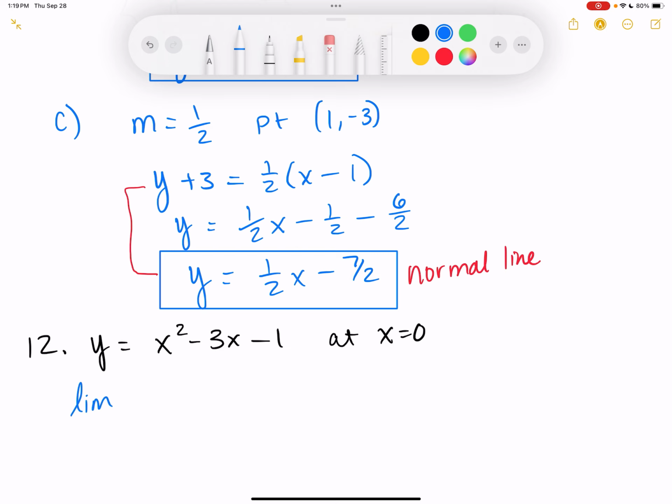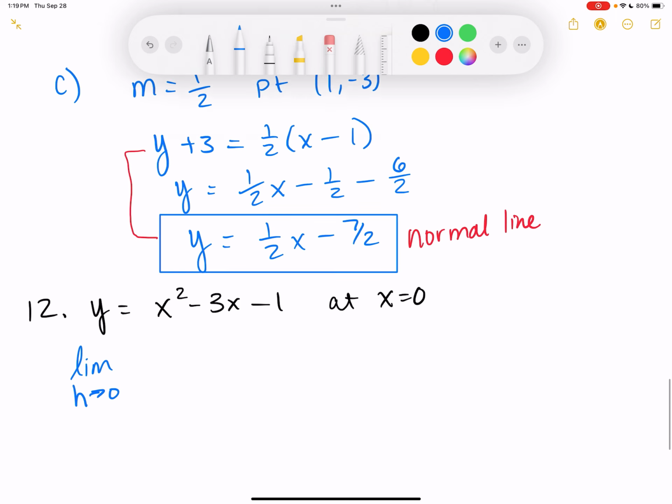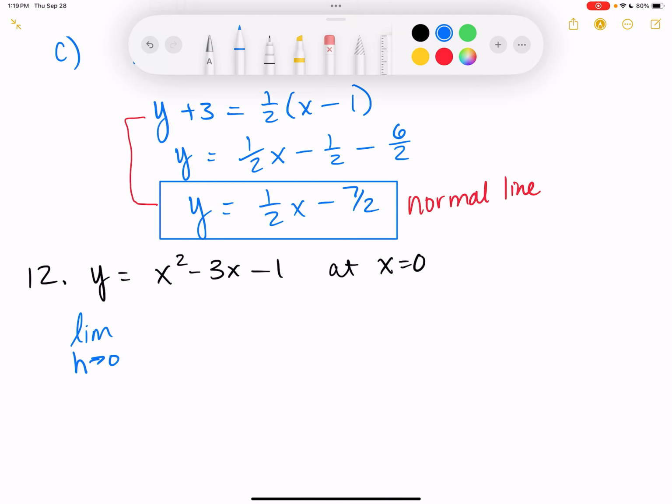So the limit as h approaches 0 of, now keep in mind, the formula is still the same. I'm not going to write in the 0 because it seems excessive, but if you need to do that for reference for when you go back, that's fine. But I'm not going to write the zeros because it's just 0. So a plus h, that's just going to be h squared minus 3 times h minus 1. That is the a plus h part.